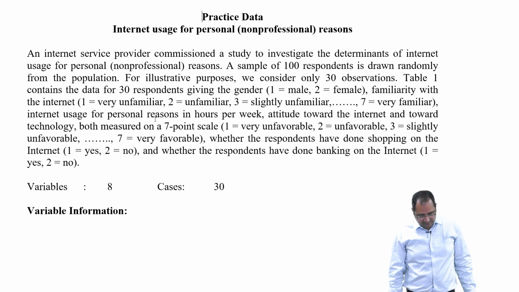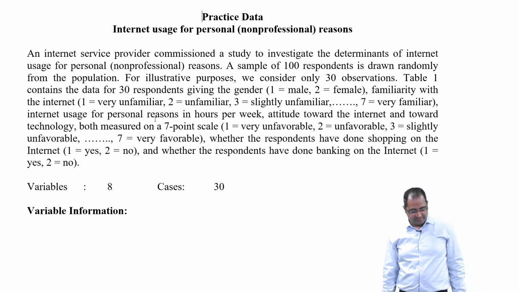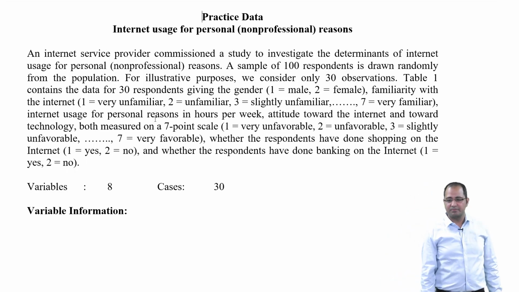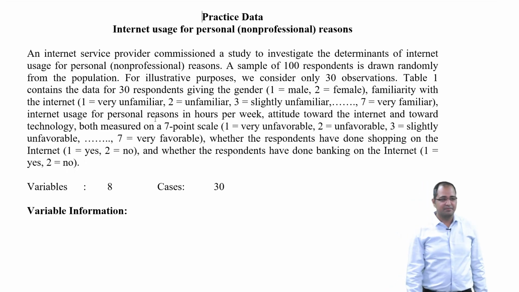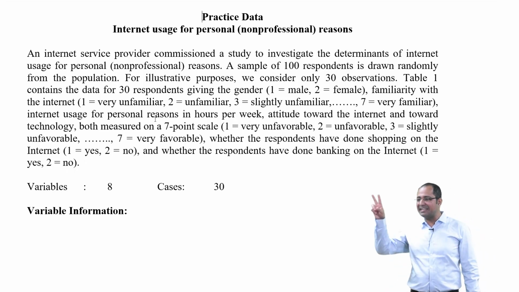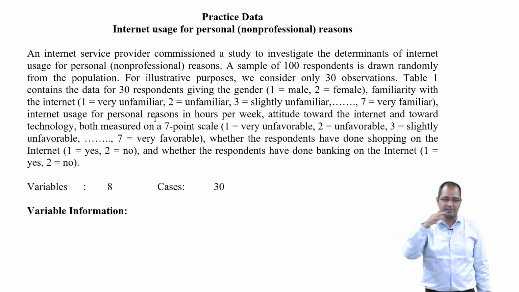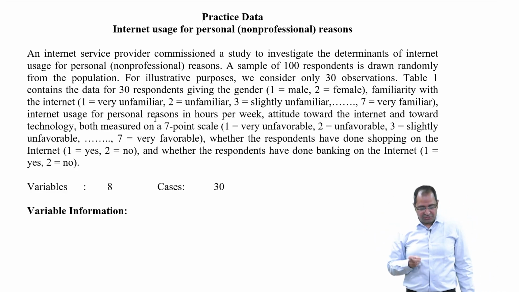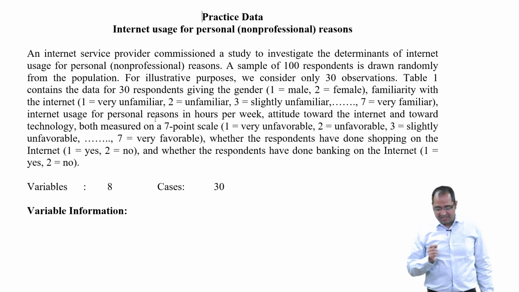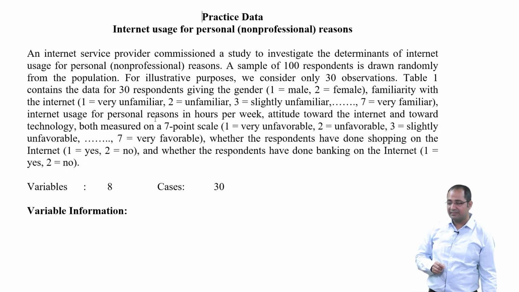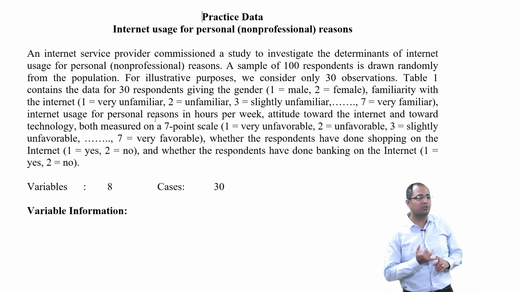The next one, attitude towards the internet. What is the scale points? Both measured on a 7-point scale. So there are two variables, attitude towards the internet and attitude toward technology. Both are measured on a 7-point scale, 1 to 7. They are interval. The next one, whether the respondents have done shopping on the internet. So how many variables total? Count.